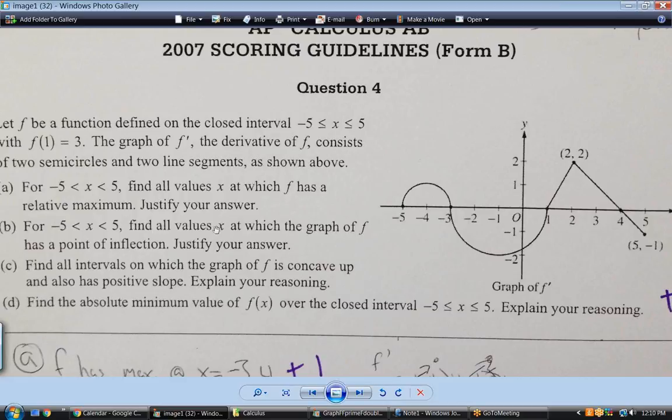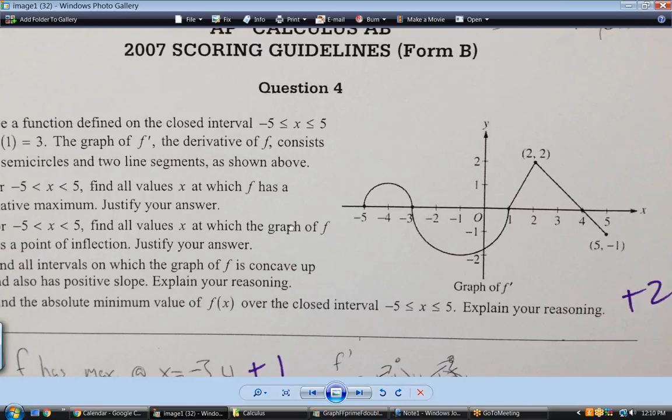Part B. In that interval, find all values of x at which the graph of f has a point of inflection. Justify your answer. Well, what are our possibilities? Where is the derivative... in other words, inflection. The moment you hear inflection, think second derivative.